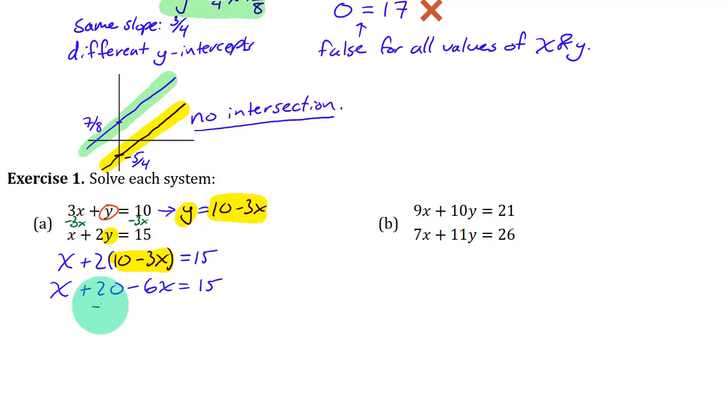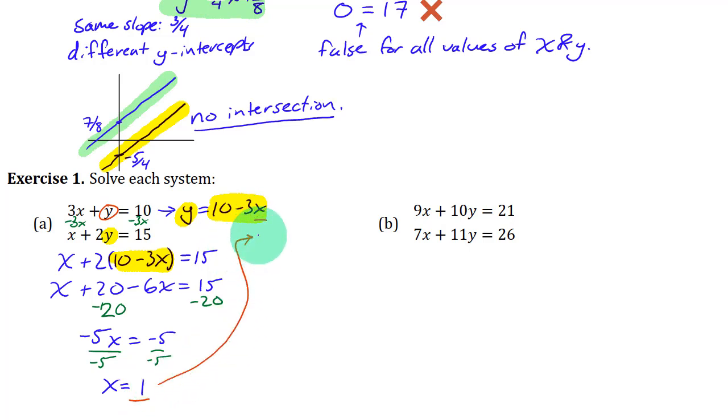Let's see, I'm going to subtract this 20 from both sides. And x minus 6x is negative 5x. Over here we have 15 minus 20, which is negative 5. Divide both sides by negative 5, and you get x equals 1. And once you know that x equals 1, you can substitute that in over here. That's going to give you y equals 10 minus 3 times 1, which is 10 minus 3, which gives you y equals 7. So the solution should be x equals 1, y equals 7.